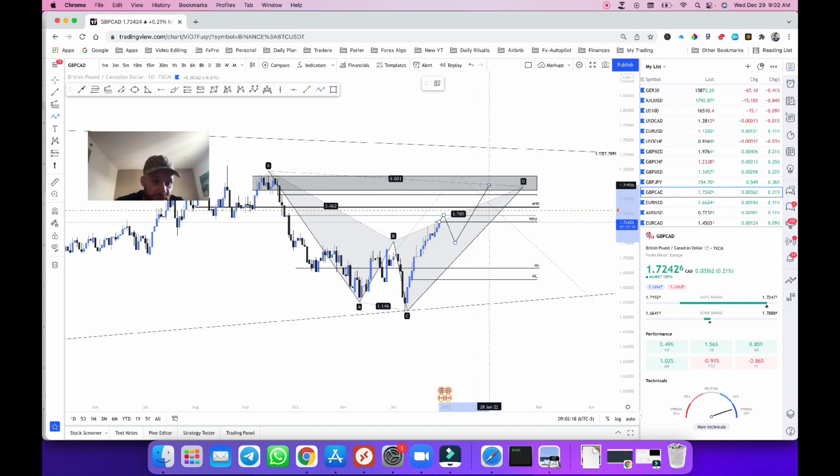If it hits our D point, that's our zone where we're looking for our lower time frame entries, and we could take a pretty big entry off here because we'd probably get a pretty big rejection.